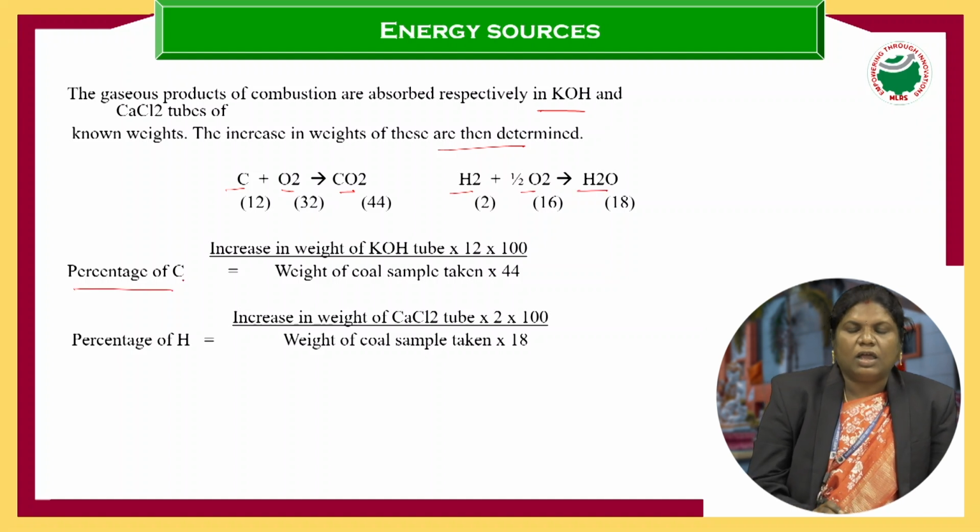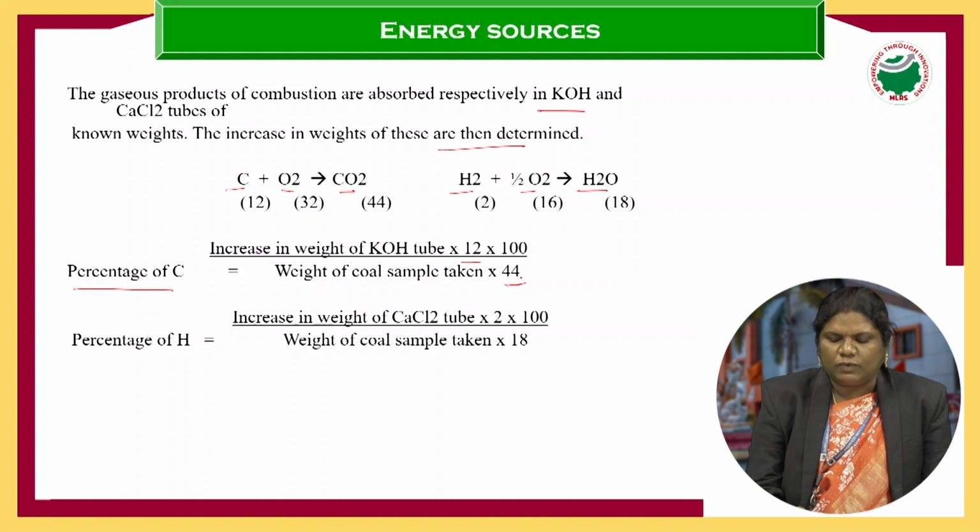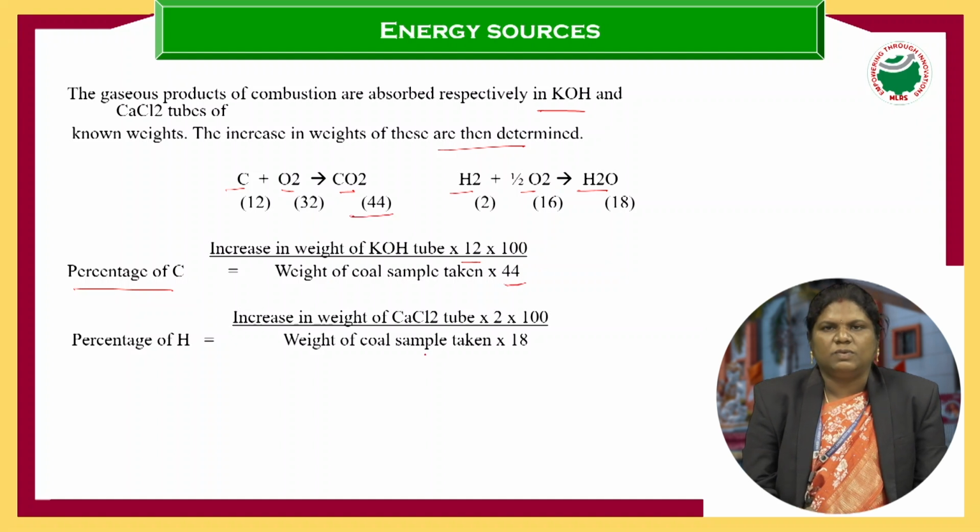The percentage of the carbon is calculated as increase in weight of the KOH tube, meaning the CO2 gas absorbed by the KOH tube, into 12, which is the molecular weight of the carbon, into 100, meaning we will calculate the percentage basis by weight of the coal sample taken, into 44. 44 means the molecular weight of the CO2. This is how the percentage of the carbon will be determined.